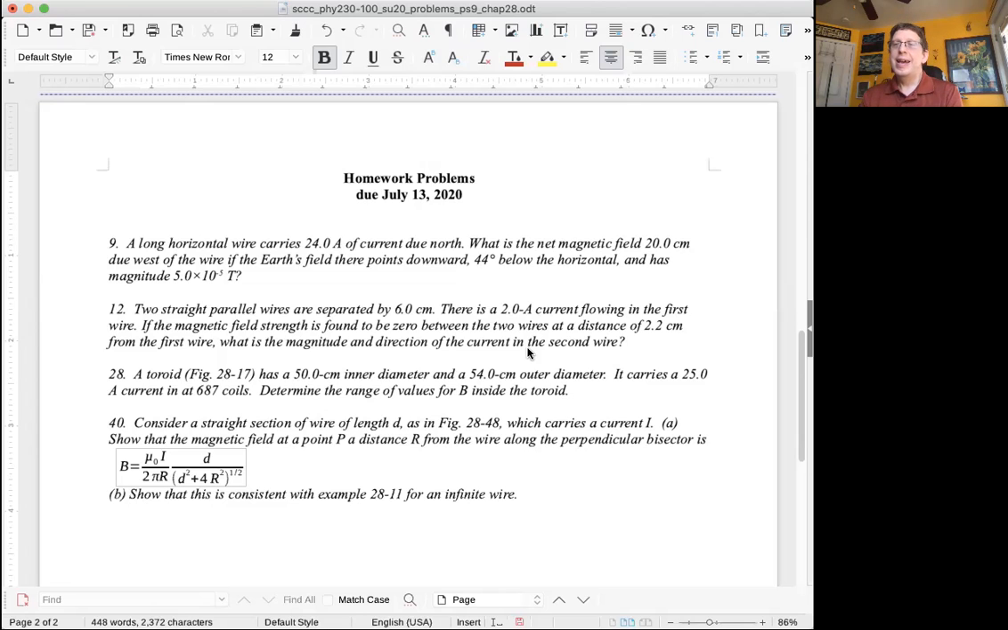It's not all that different from integrating for the magnetic field due to an infinitely long straight wire. The difference is that the lengths are finite, so you'll have to evaluate that sine function at two different points. And then show that this is consistent with example 28-11 for an infinite wire. So if D goes to infinity, how does your end result look?